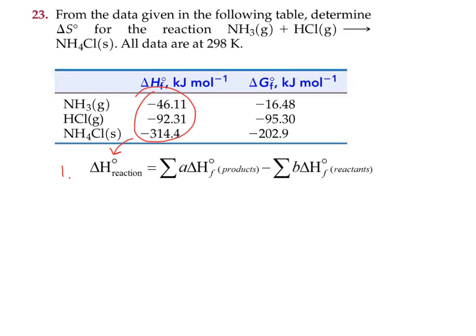So this one, sometimes you have to refer to the table, and sometimes they give it to you. This one, they give it to you. Notice we're reacting NH3 with HCl to form NH4Cl. It looks like it's going to be a balanced equation because you need the stoichiometric coefficients. But it says from this determine delta S.